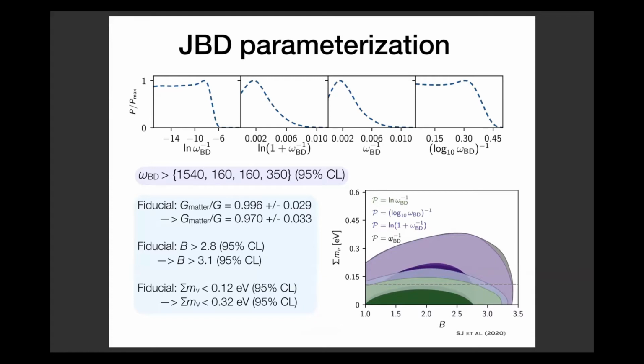And so you can see that as we go from a fiducial parameterization to other parameterizations that allow for stronger modified gravity, this can degrade our constraint on the sum of neutrino masses by up to a factor of 3. So this plot kind of nicely ties together the sum of neutrino masses, baryonic feedback, and modified gravity.